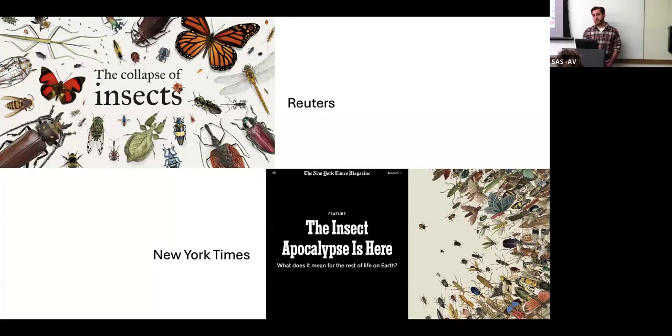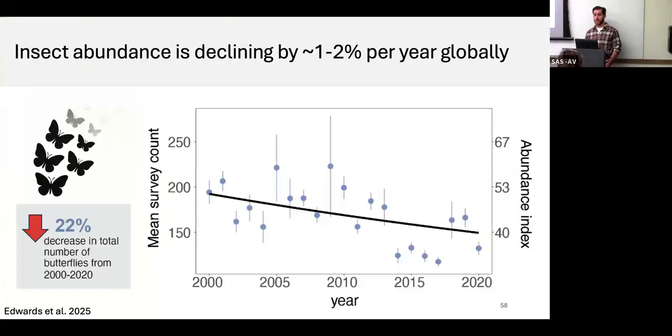And it's not just moths. In fact, we are in the midst of what some authors are calling the insect apocalypse right now. You may have seen the headlines in some of these popular newspapers. And this isn't just inflammatory news headlines. The data is showing us that insect abundance is declining by about 1 to 2% per year globally. So every year there are about 2% fewer butterflies, fewer moths, fewer insects out there.